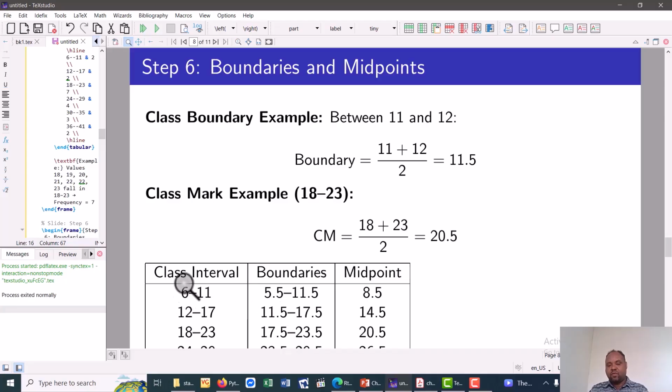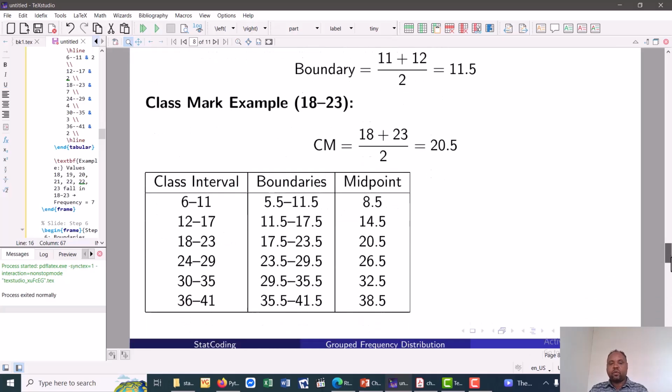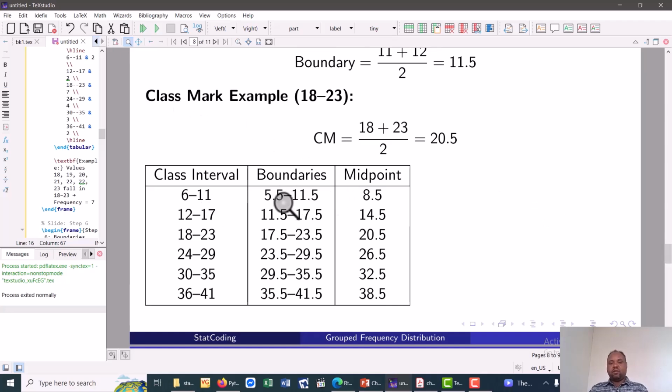We subtract 0.5 from 6 and obtain 5.5. We add 0.5 to this 11, giving 11.5. The class mark is computed by 6 plus 11 divided by 2, which is 8.5. 12 plus 17 divided by 2 is 14.5. Now the class width can be obtained from this difference: 14.5 minus 8.5 is 6, or 20.5 minus 14.5 is 6. We can obtain the class width from these consecutive differences of midpoints.